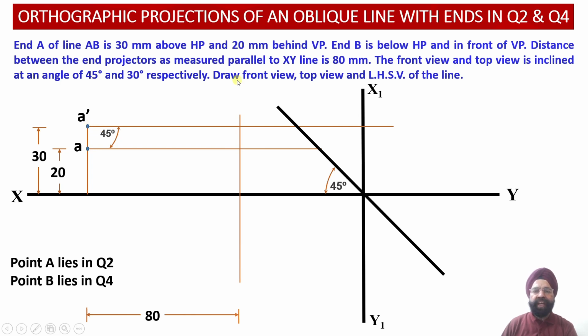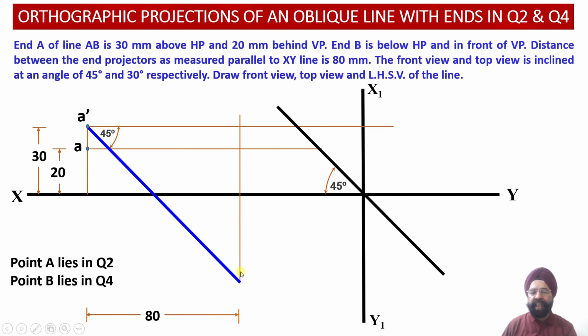From point A dash, we know that the front view of this line AB, that is A dash B dash, will be inclined at an angle of 45 degree with respect to the XY reference line. So here from A dash, we are going to mark an angle of 45 degree, and this angle of inclination will mean that this projection line A dash B dash will be lying in the downward direction, and we are going to extend this line till it meets the vertical projector which we had drawn corresponding to the end B over here.